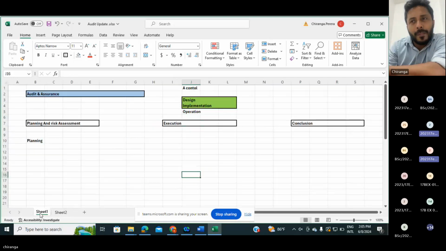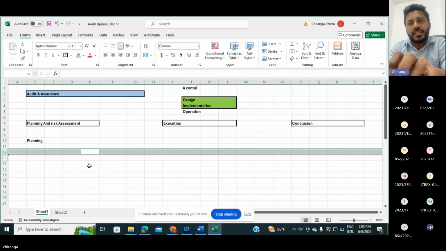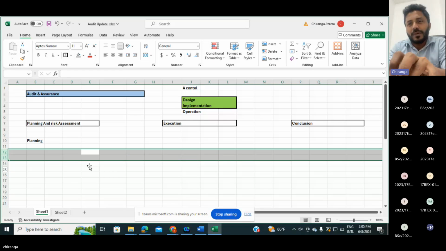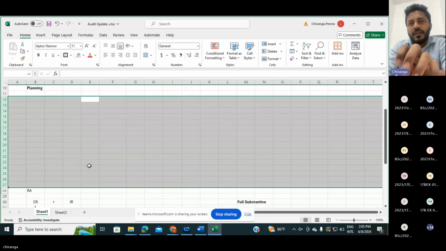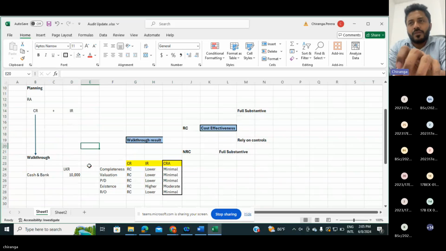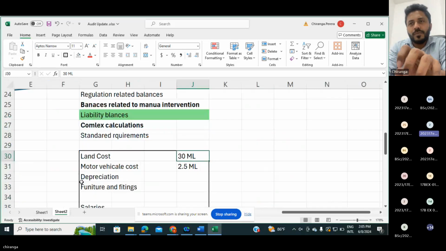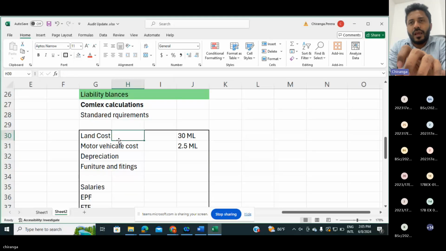Overall financial statement. No, not the accession, overall financial statement level. See this? We have completeness, valuations, yes. We have land cost, right? We have land cost.